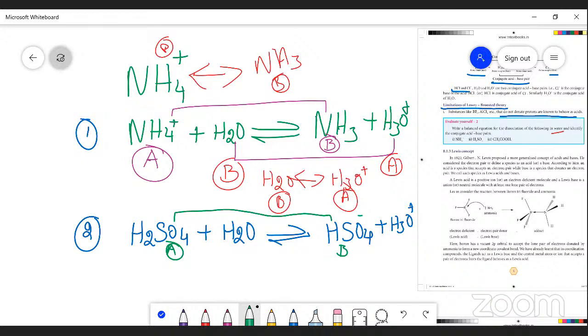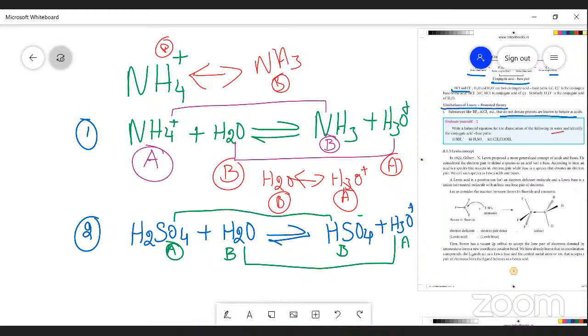So what happened to water? The same reaction. Above we have seen H2O becomes H3O plus. H2O accepts the proton. Since it accepts the proton, gaining the hydrogen, it is a basic substance. This is a base. After accepting, it becomes H3O plus, that is an acid. So water is a base, and its conjugate acid is hydronium, H3O plus. Okay, like that you can write the remaining.